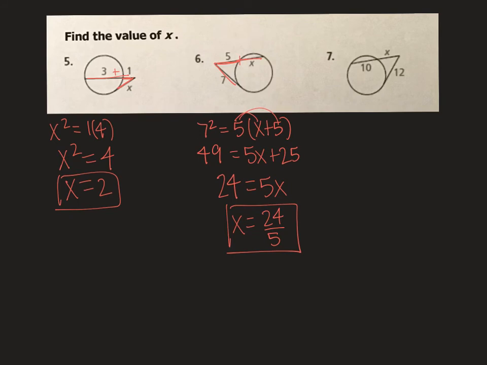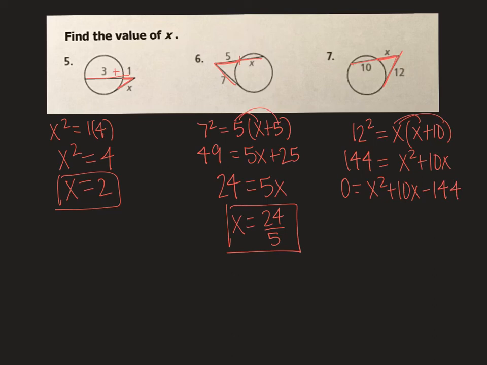And then number 7, our tangent is 12, so we're going to square 12. The outside portion of our secant is x, so we're going to multiply that by that x plus 10. 12 squared is 144. I'm going to distribute my x. And remember, when we have an x squared term, we want everything on one side. So I'm going to subtract my 144.